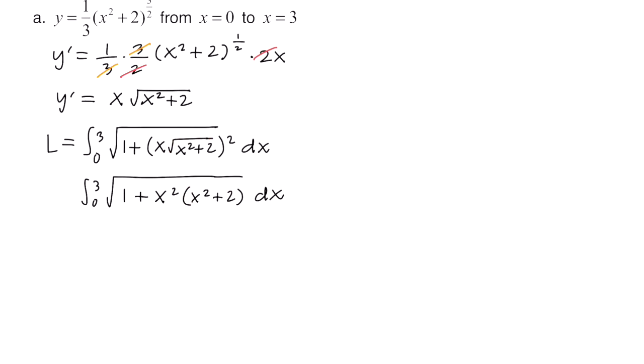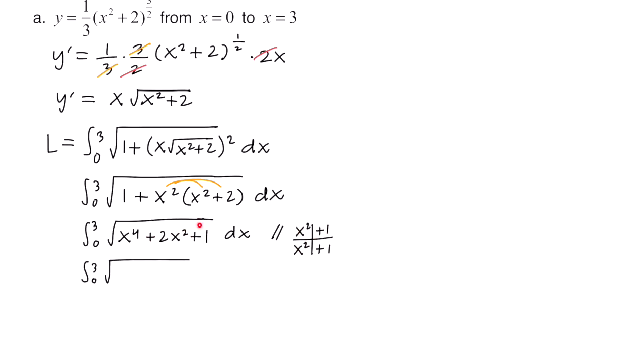All right, at this point, we're going to distribute. So x squared times x squared is x to the 4th. x squared times 2 is 2x squared, and then we're going to drop down this plus 1. At this point, we want to factor this. So x squared times x squared makes x to the 4th, and then 1 times 1 makes 1, and you can see that this is 1x squared plus 1x squared, which combines to 2x squared. So this expression factors to x squared plus 1 quantity squared.